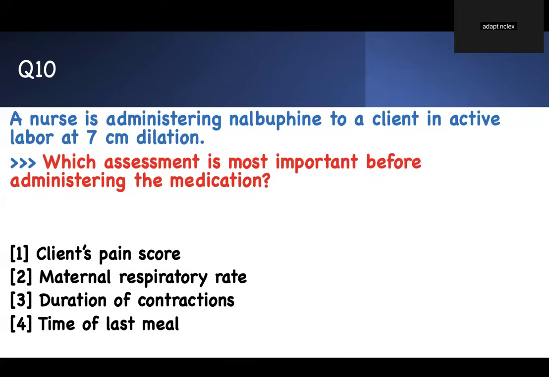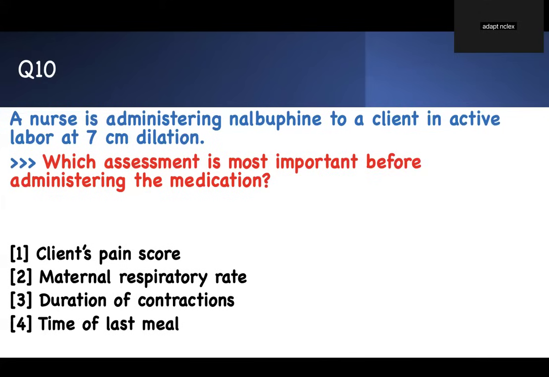Maternal, I know you're already in pain. That's why I'm bringing the medication. So if you're pain 10 out of 10, I don't need to assess it anymore. I need to see what your respiratory status is. If it's already low, if I give it to you, it's going to drop. Your duration of contraction, well, this has nothing to do with it.